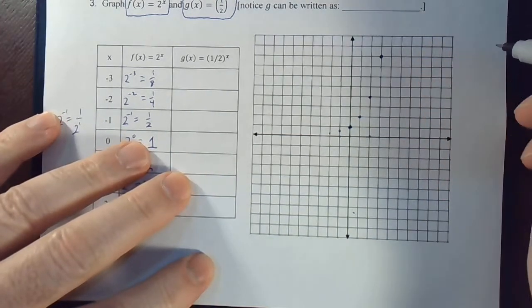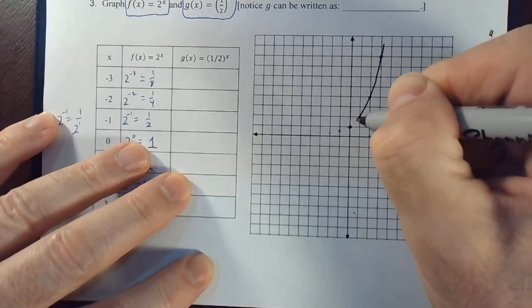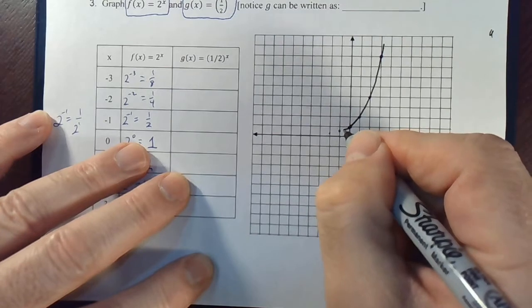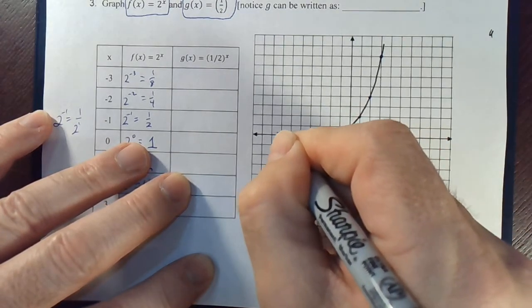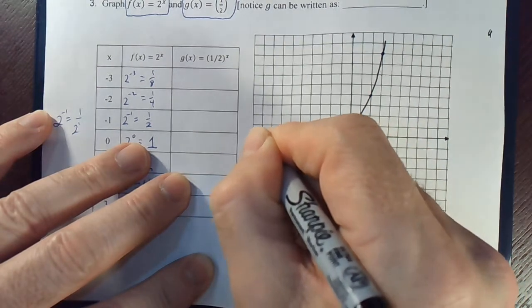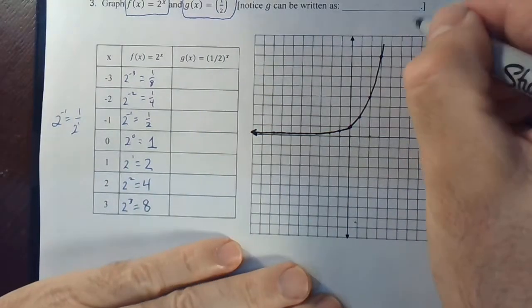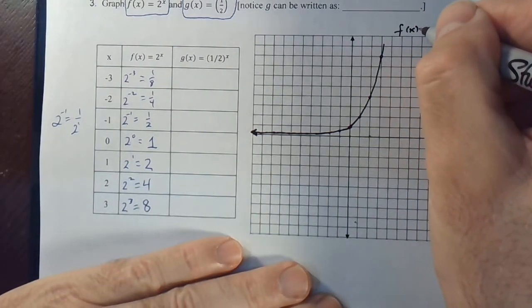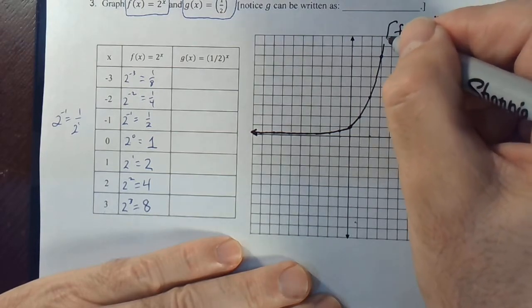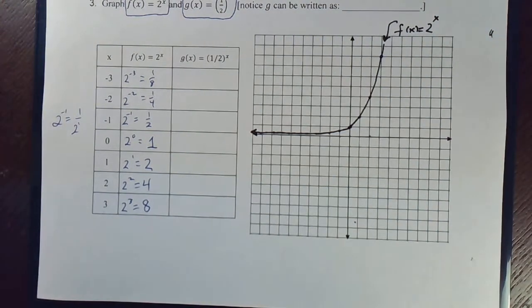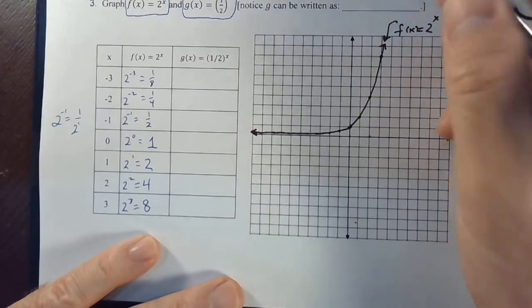So let me see if I can graph this. I'm just trying to keep it barely above that x-axis. All right, so this looks like f of x equals 2 to the x. That graph right there. And again, I should put an arrow here because it goes up forever. It continues to get taller and taller.